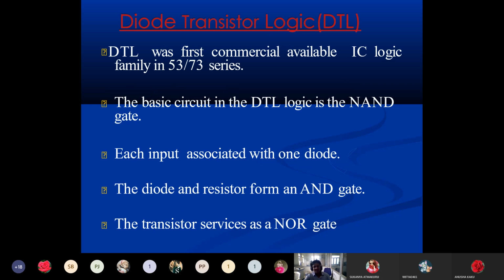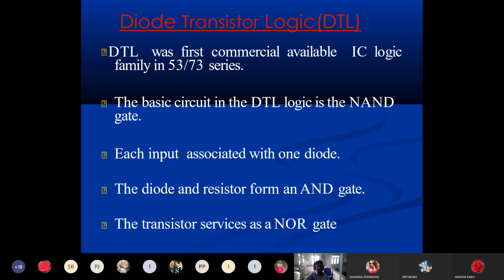Diode transistor logic, DTL, was commercially available as an IC, in the 73 and 53 series, and the basic circuit in DTL logic is the NAND gate. In the case of resistor transistor logic, the basic gate is the NOR gate. Here each input is associated with one diode. The diodes and resistors form an AND gate, and the transistor serves as a NOR gate.